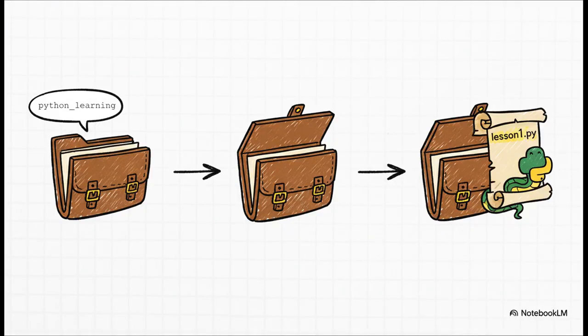First things first, let's make a home for our code. Just create a new folder somewhere easy to find. You can call it python_learning. Then, inside that new folder, create a new blank file and name it lesson1.py. That .py ending is really important. It's what tells the computer that this is a Python file.